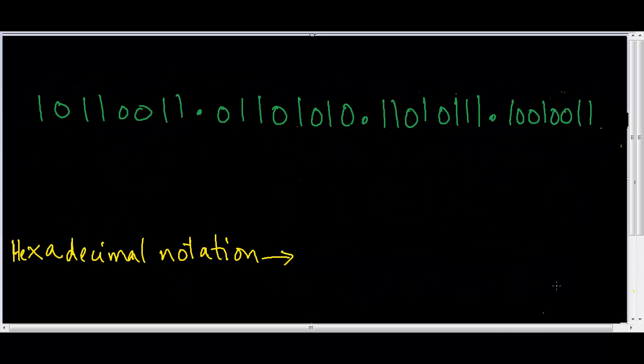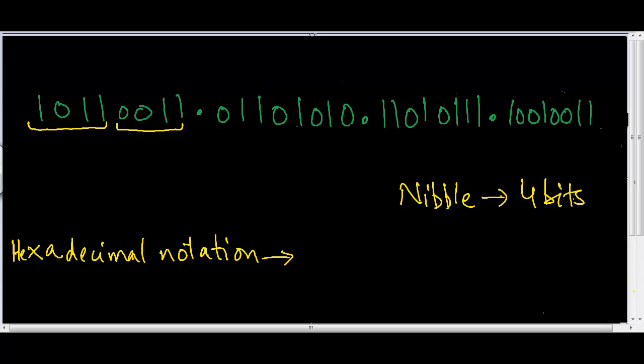To convert this IP address in binary form into hexadecimal, we are now going to work with nibbles, and a nibble is equal to 4 bits. So we are going to work with nibbles, right? So we are going to break this into nibbles.